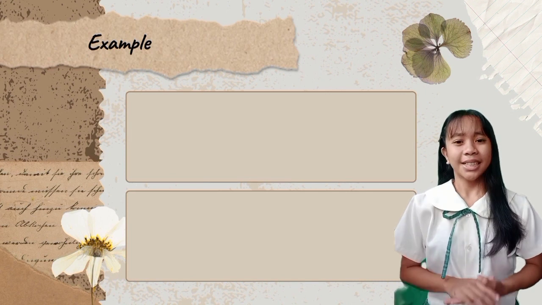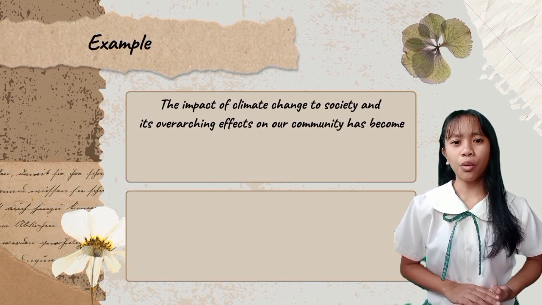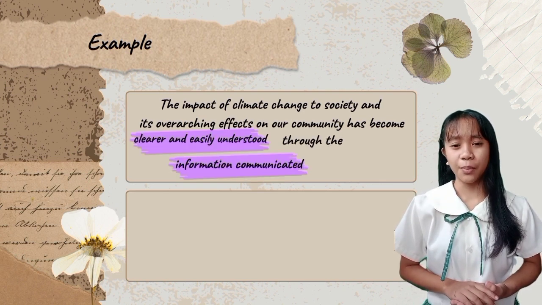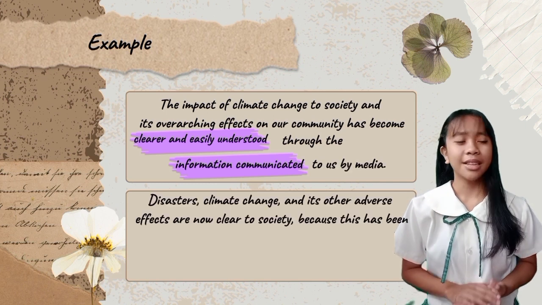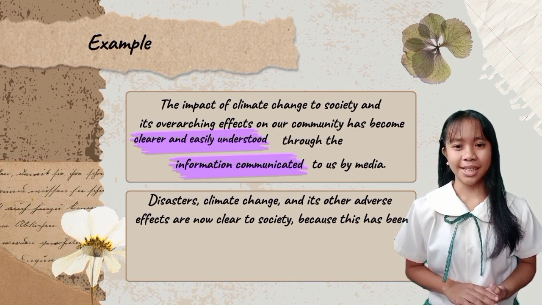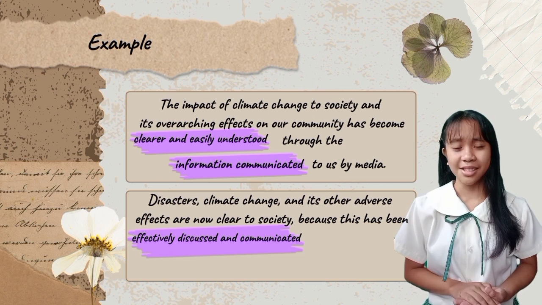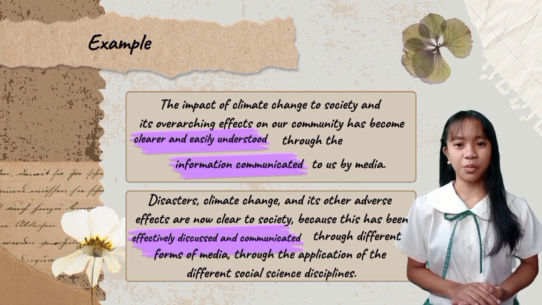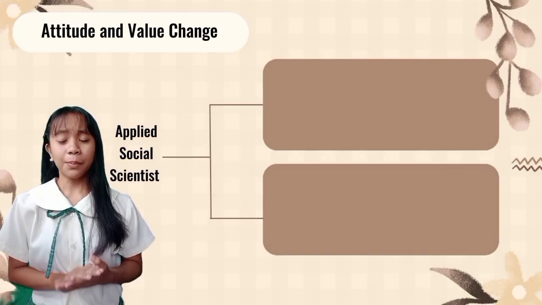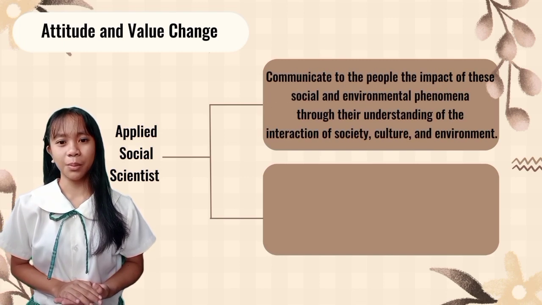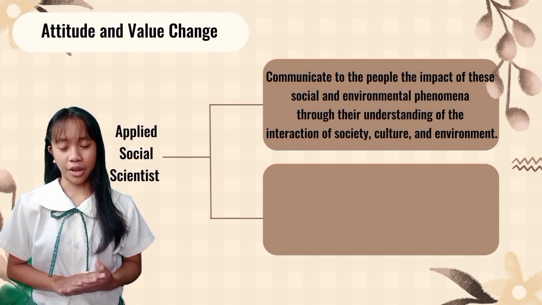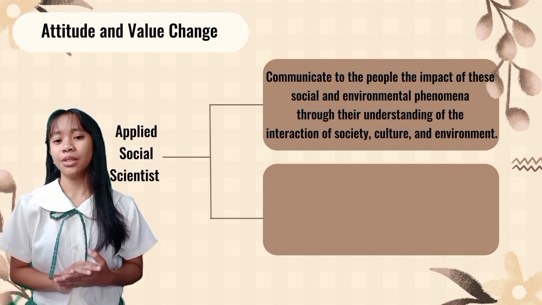Another example, the impact of climate change to society and its overarching effects on our community has become clearer and easily understood through the information communicated to us by media. Disasters, climate change, and its other adverse effects are now clear to society because this has been effectively discussed and communicated through different forms of media, through the application of different social science disciplines. Applied social scientists can communicate to the people the impact of the social and environmental phenomena through their understanding of the interaction of society, culture, and environment.